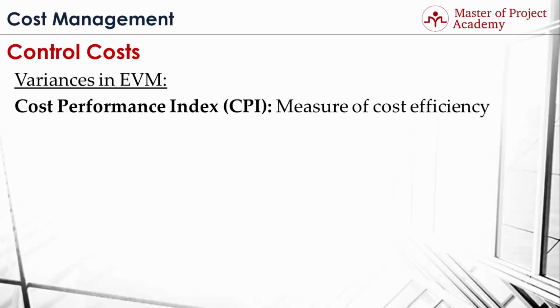Cost Performance Index is abbreviated as CPI. Cost Performance Index is actually the measure of cost efficiency of the project. Cost Performance Index, or CPI, is calculated by dividing the earned value of the project or activity by the actual cost.